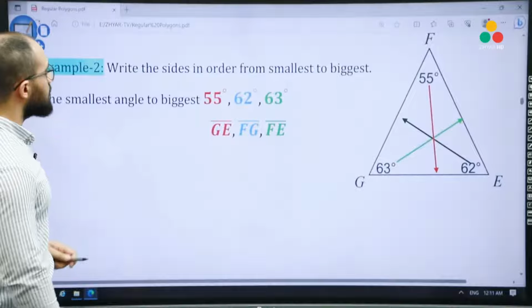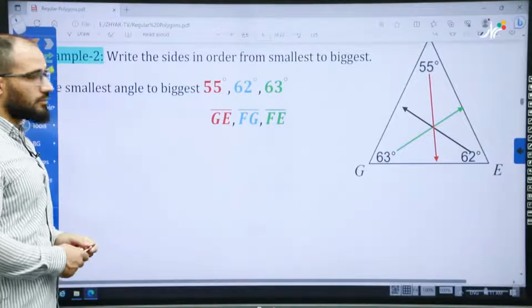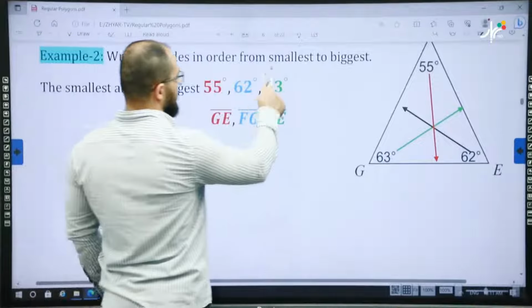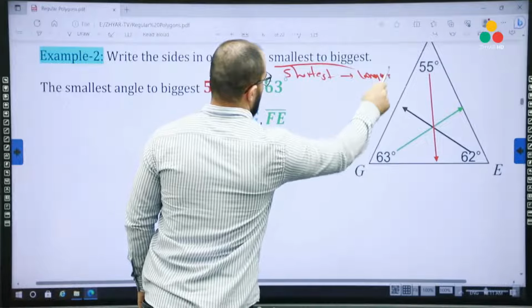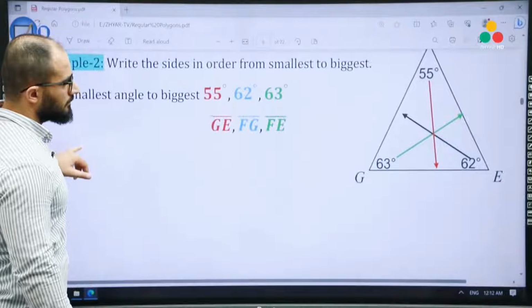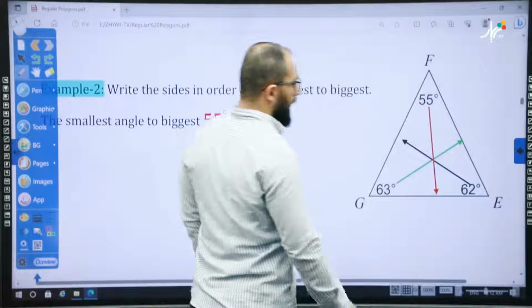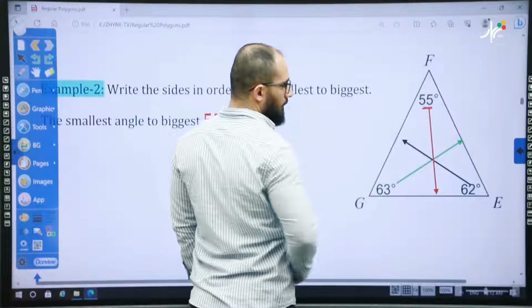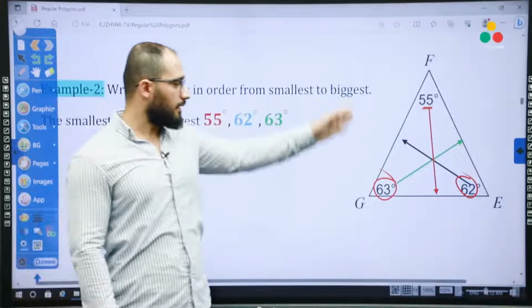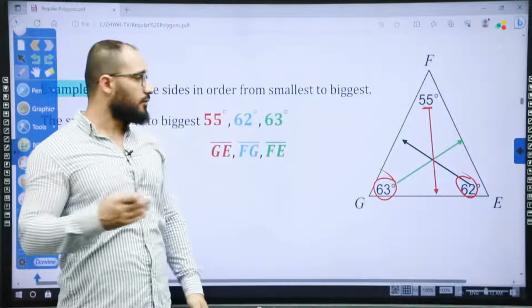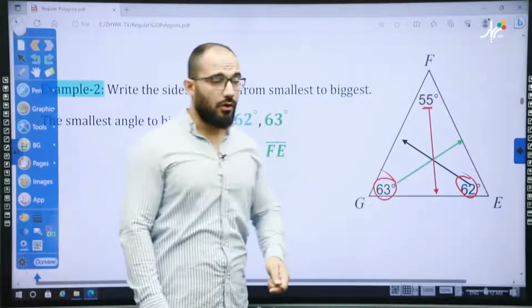Another question, this time we are going to order the sides. Write the sides in order from shortest to longest. The triangle is GFE, and the measures of the angles are 55, 63, and 62. This time the angles are given, and we want to order the sides. If the sides are given, we order the angles. Here, the angles are given, so we order the sides.